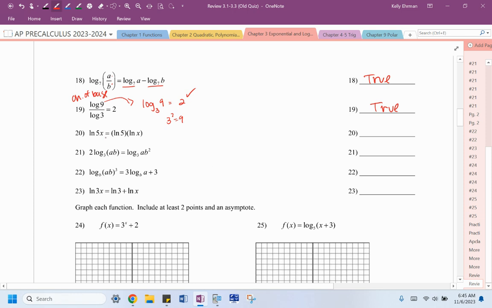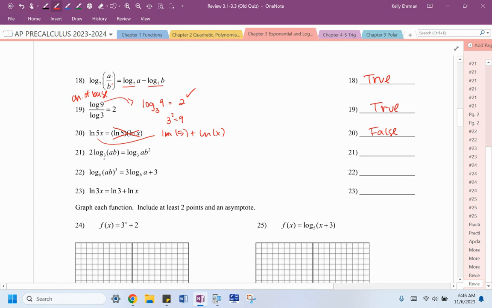We have no rules here, not change of base, not expansion or condensing. Condensation? That's not a word. Anyway, not expanding or condensing that causes us to multiply logs. So anytime you see log times log in this true or false section, that's got to be false. What it should be is the natural log of 5 plus the natural log of x.